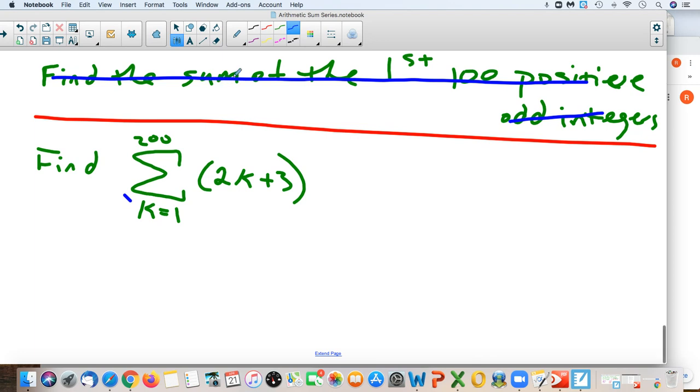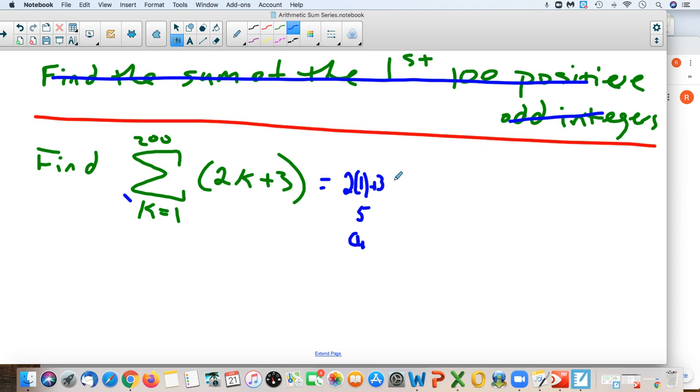So wait a minute. How do we find the sum of this series? First, let's start generating them and see what's going on with this little formula. So, first time around, k is 1. I'm trying to make this tight so it fits as many as I can get in, plus 3. 2 times 1 is 2, plus 3 is 5. So the first term of my sequence is 5. That's my a sub 1.